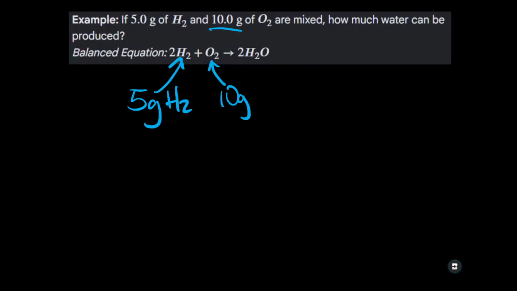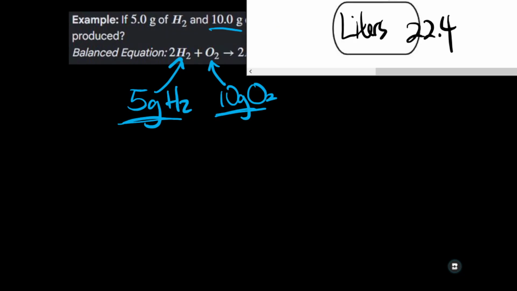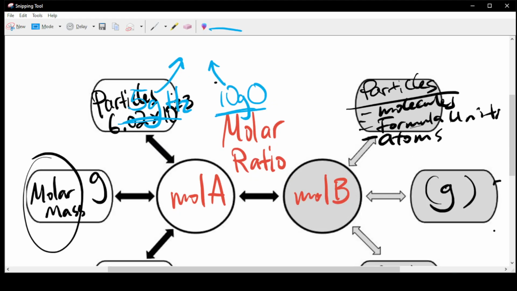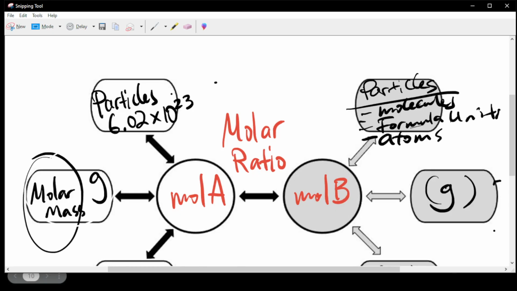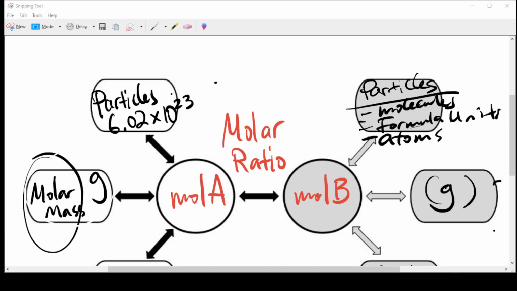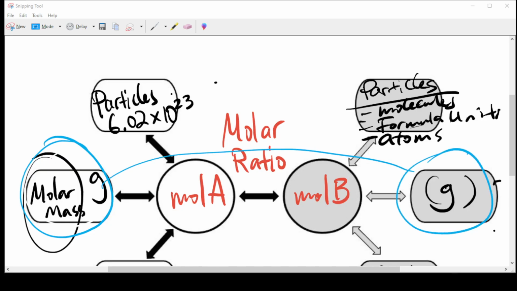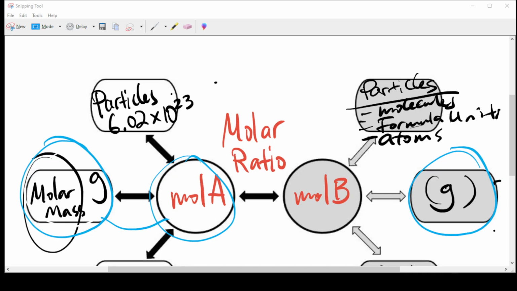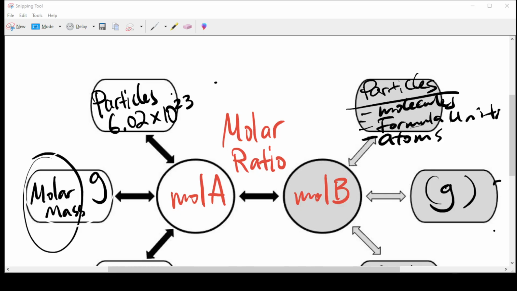So first of all, gram and gram does not convert directly. If we look at our map right here, to go from grams to grams, they don't directly convert. So I need to actually convert from grams to mole A, and then grams to mole B, and then compare mole A and B, okay? So let's do that first.